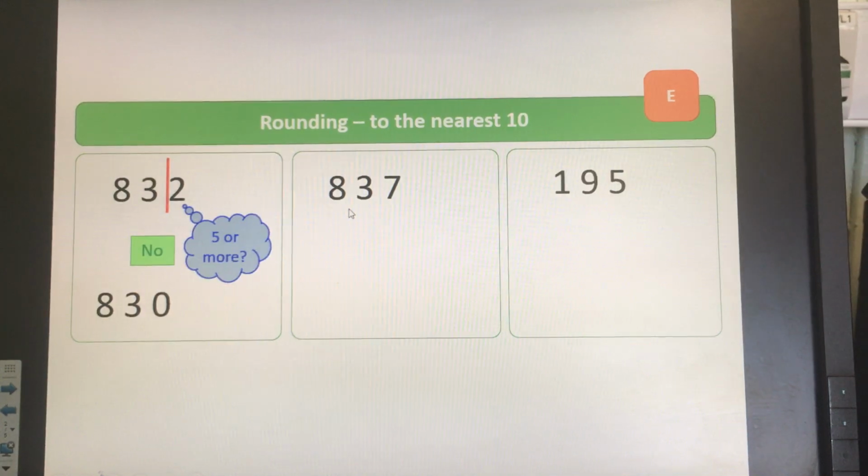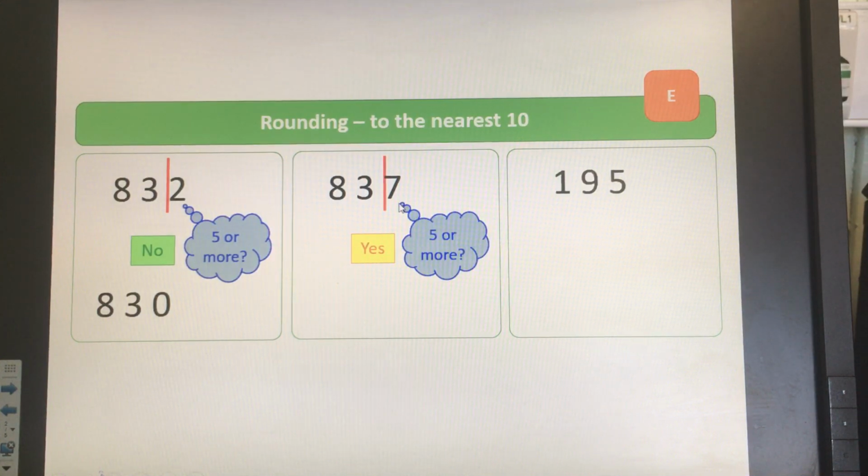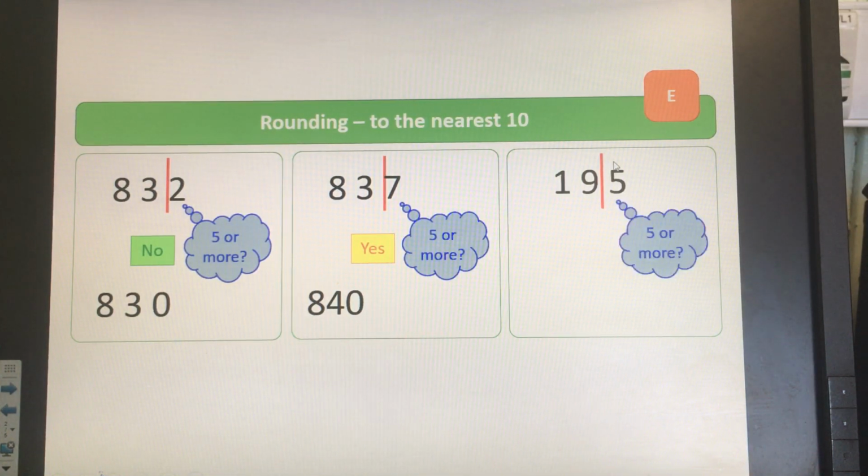For our next number, we have 837. Again, this is the 10 and this is the 1 that we will look at to decide if we're going to round up or down. Is it 5 or more? Yes, that means we round up to the nearest 10, 840. With 195, again, when we're rounding to the nearest 10, we look at the ones column. Is it 5 or more? Yes, so we round up to 200 because that is the next 10 up.